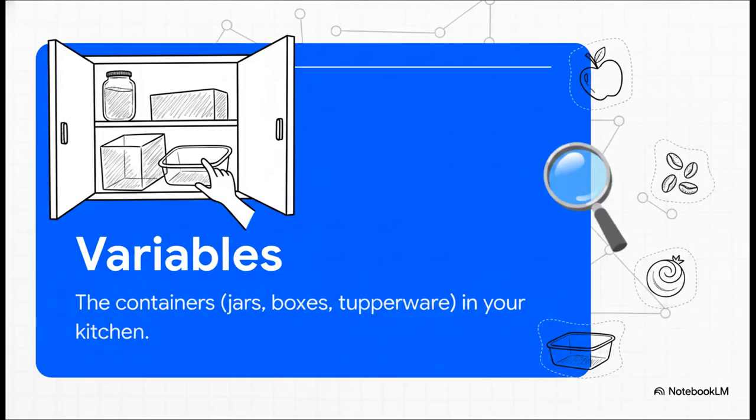To keep everything from turning into a total chaotic mess on the counter, we have to start with the fundamentals. First up, variables. In programming, variables are simply the physical containers you rely on to hold your data. Whenever you hear someone talk about declaring a variable, I just want you to picture them reaching into a cabinet and pulling out an empty jar, a box, or a piece of Tupperware. That's really it. It's just an empty vessel waiting to hold an ingredient.